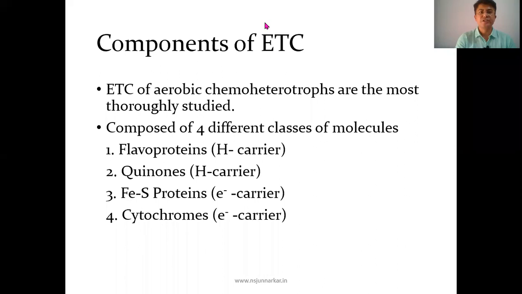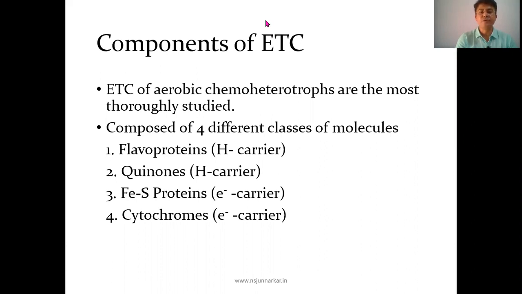Components of electron transport chain. Electron transport chains of aerobic chemoheterotrophs are the most thoroughly studied, and these are composed of 4 different classes of molecules: flavoproteins, which are called hydrogen carriers; quinones, which are also called hydrogen carriers; iron sulfur proteins, which are electron carriers; and cytochromes, which are electron carriers. Hydrogen carriers carry electron and proton.